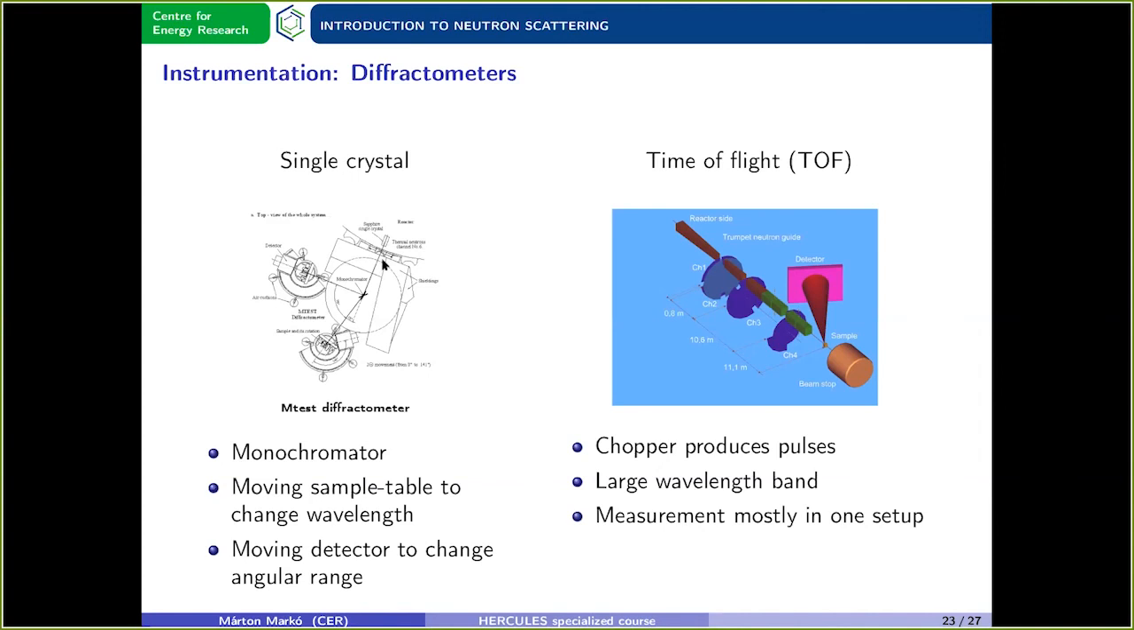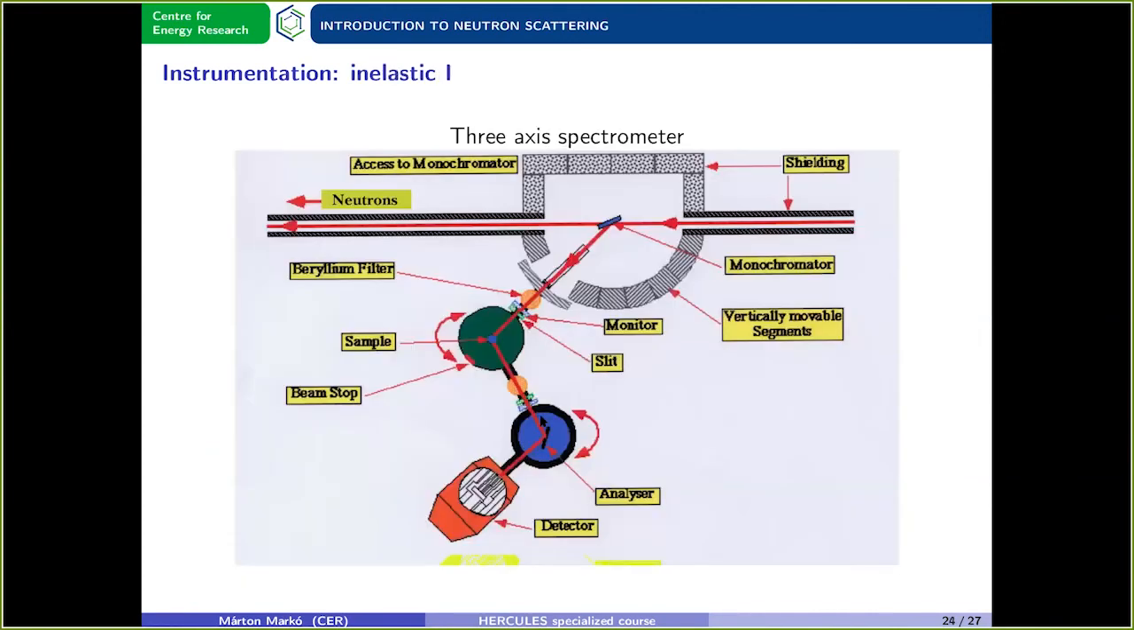Meanwhile, in single crystal diffraction, in monochromatic diffraction, many times we have to move the detector to change the measured Q range. And sometimes we have to change also the monochromator angle to change the wavelength. And there is the inelastic scattering. In inelastic scattering, we have to somehow monochromatize also the scattered beam, because we are interested in the change of the energy. So there is a monochromatic beam arriving to the sample, and we monochromatize the scattered beam.